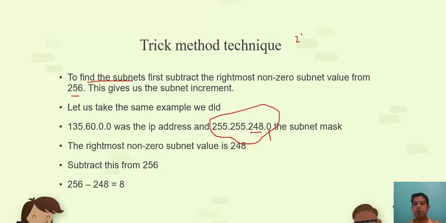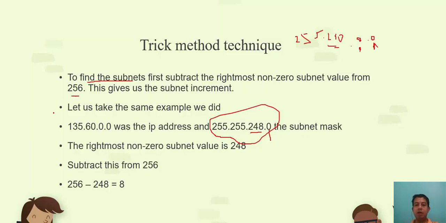Another example, if I have the subnet mask 255.240.0.0. In this example, what is the rightmost non-zero value? This is the rightmost side, this is a 0, again this is also 0, and the rightmost non-zero value is 240. So what we do is we subtract this rightmost non-zero value from 256. Now let us see how this works.